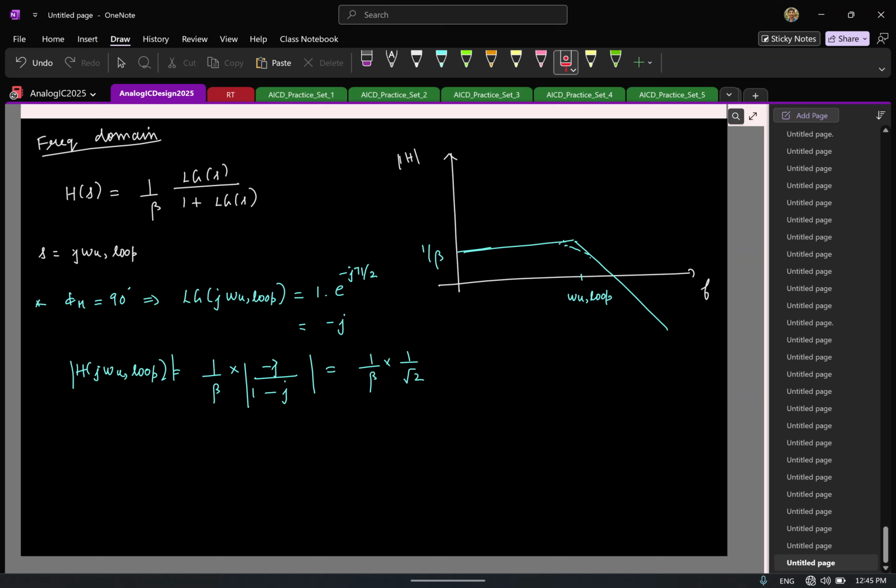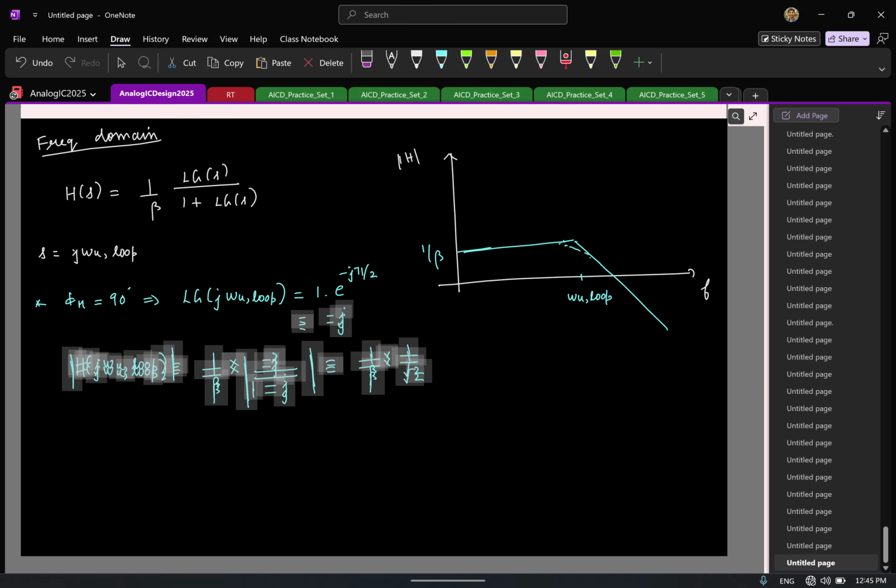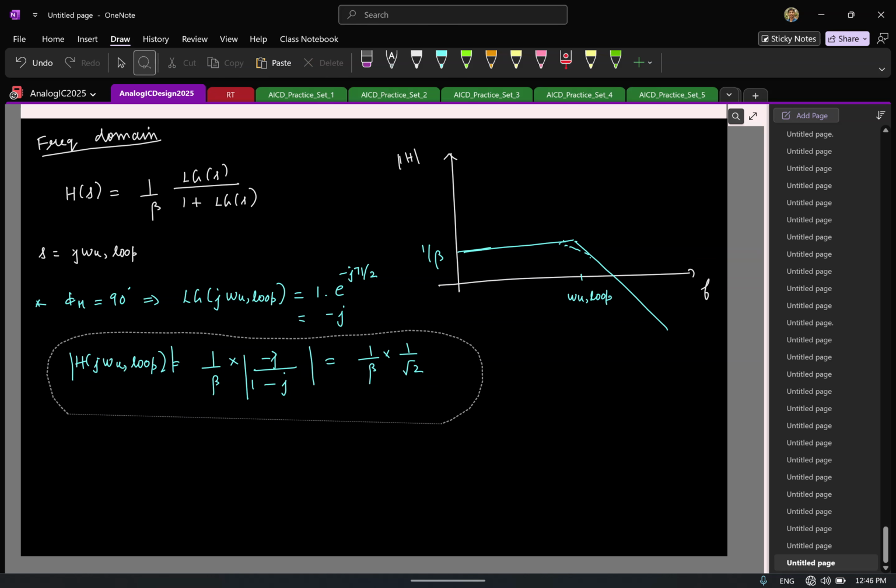So for a first order system, the closed loop bandwidth is the same as the unity loop gain frequency. I'm just redrawing the same thing again.